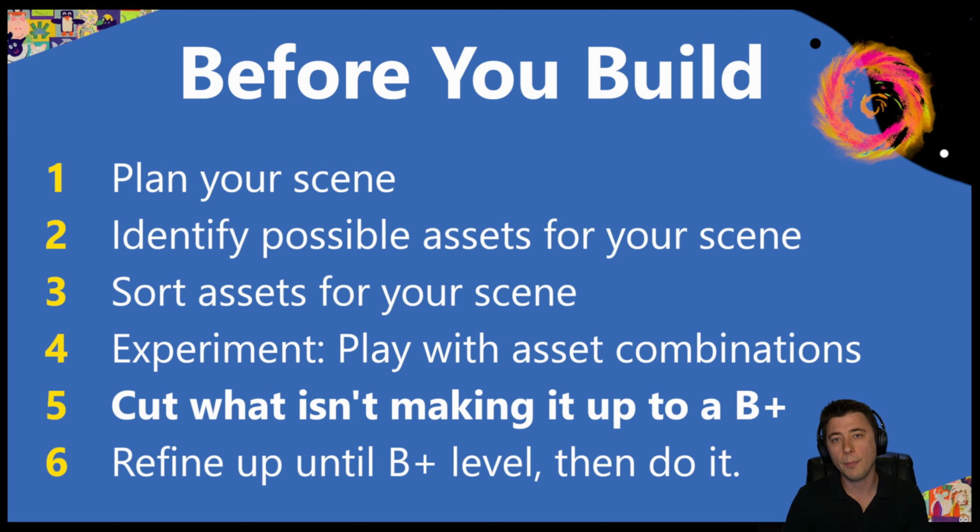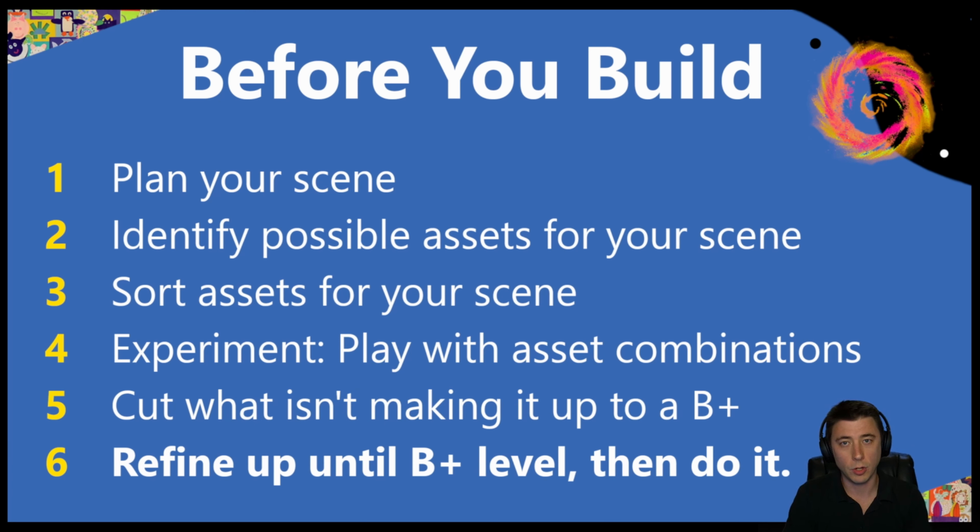And then at every step of this process, so initially when you're comparing stuff, you're cutting down to a B+. Then when you're experimenting, you're going to cut more. So you're basically winnowing from like 10 things down to 8 things, down to 5 things. And once you get to that solid sense of what's going to work in that scene, then you're ready to go. When you hit that B+ level, don't even worry about getting it to an A. It's like, let's go, let's build.